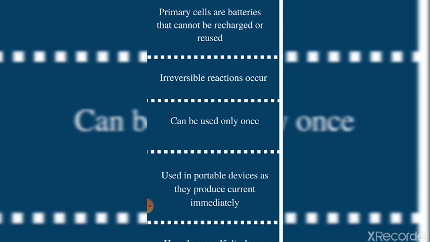The next point is that it can be used only once, as we said, so we can call them use and throw type of cells. They cannot be recharged. They simply get discarded once they are used entirely. The chemical energy stored in them gets converted into electrical energy. They are used.